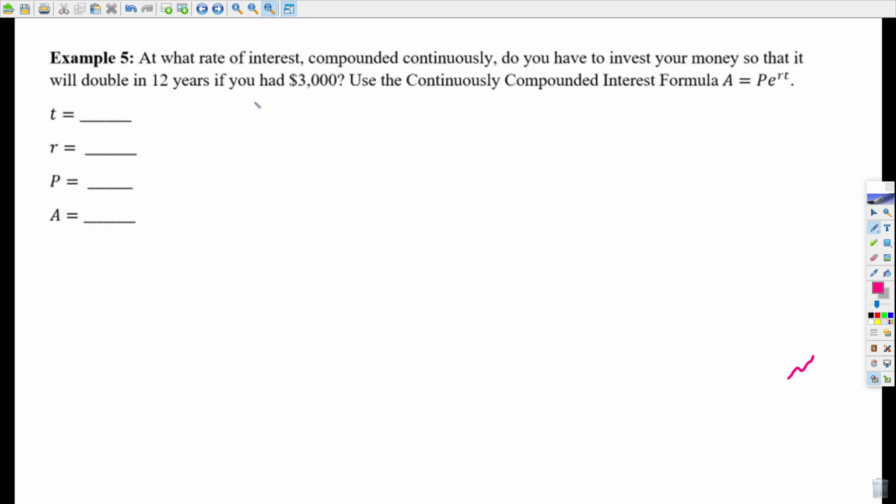All right, example 5. At what interest rate, compounded continuously, do you have to invest your money so that it will double in 12 years if you had $3,000? We're going to use the continuously compounded interest formula, PERT: A equals P e to the rt. So let's start with that, and then we'll figure out what to plug in.